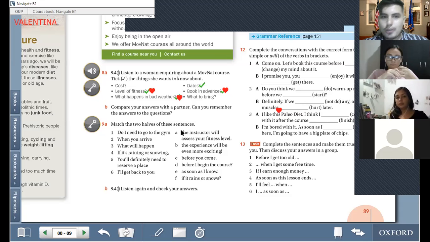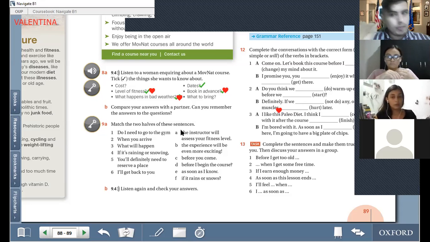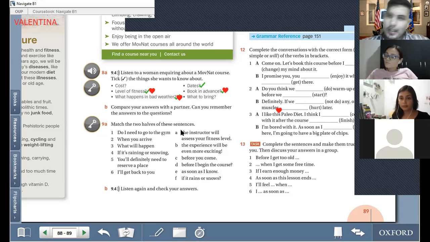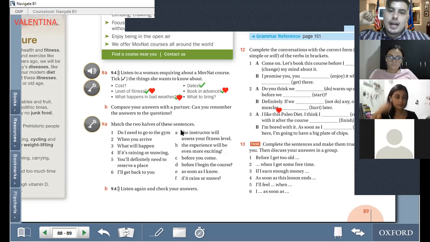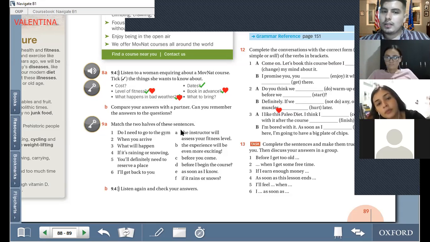So very good job, Luisa. Very good job, Mayra and Valentina, okay? The only one option was dates, right? But I know it was a little bit confusing because they did mention a month. Yeah. So that's why. So the question is, which is the level of fitness you need to go and take a course there? Doesn't matter. It doesn't matter, right?